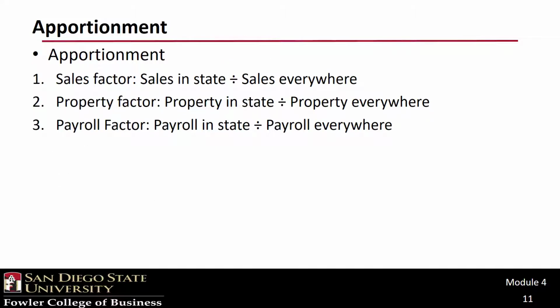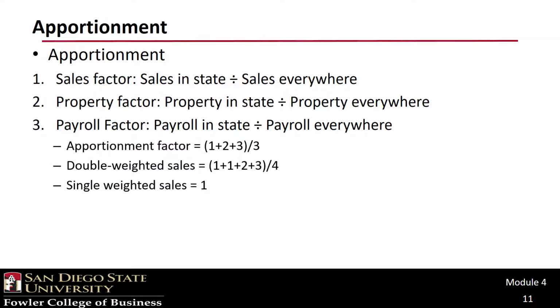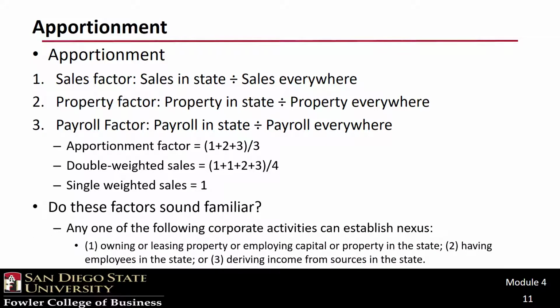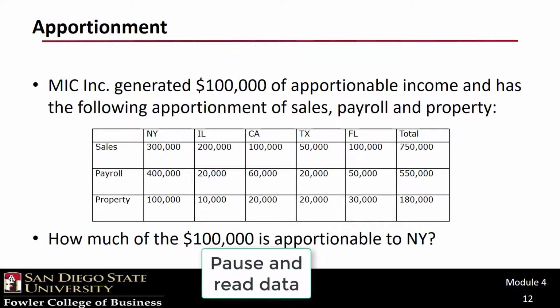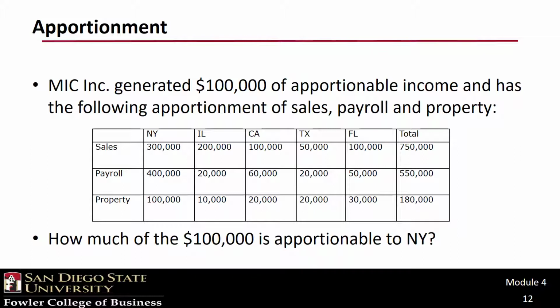So in each state, the amount of in-state property, in-state payroll, and in-state sales are divided by the total amount of each. These three fractions are then summed and divided by 3. I think the only way to understand this is to prepare an example. Let's look at MIC Inc. So we have their payroll, property, and sales data.